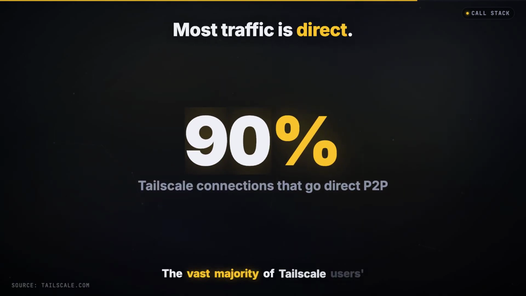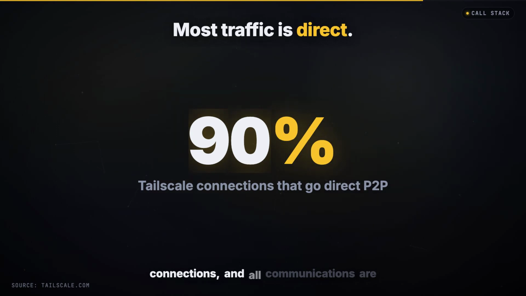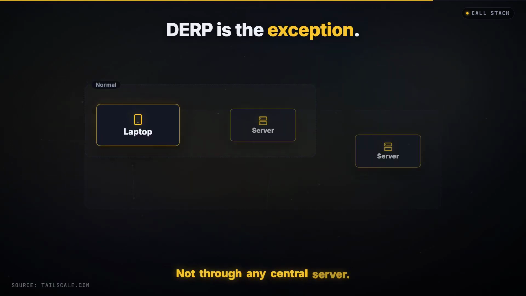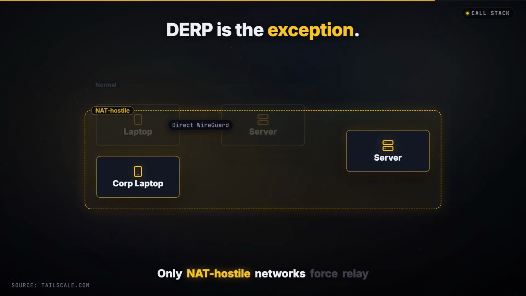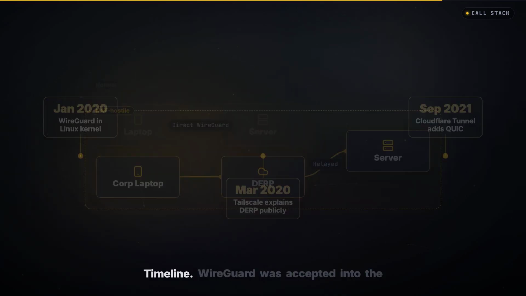The vast majority of Tailscale users' communications don't go through Tailscale servers. Devices form direct peer-to-peer connections, and all communications are end-to-end encrypted. Under normal conditions, almost all data is sent P2P over an end-to-end encrypted WireGuard tunnel. Not through any central server, only NAT hostile networks force relay usage. Networks with symmetric NAT, carrier-grade NAT, or hard UDP blocks are the exception, not the rule.